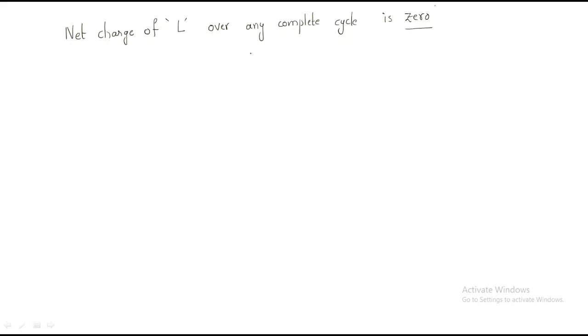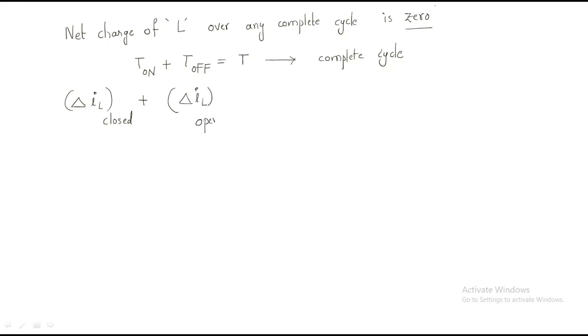So generally, a complete cycle means the switch is on and off, that is T. The total time period is called the complete cycle. So in the complete cycle the total charge is 0. Total charge is 0 means the change in inductor current when the switch is closed plus the change in inductor current when the switch is open is equal to 0.